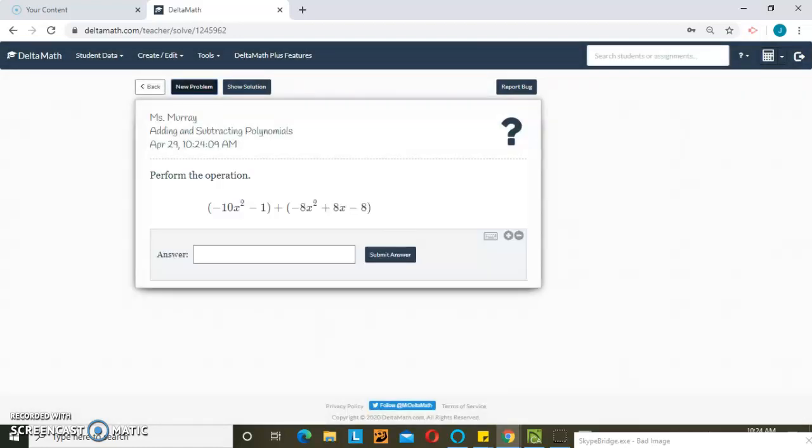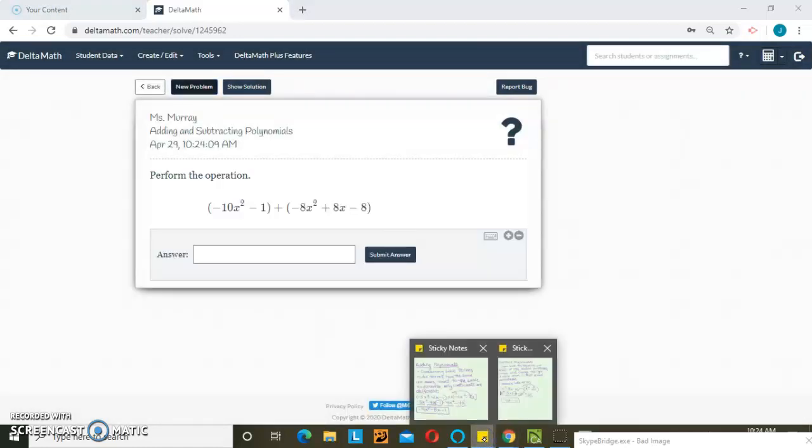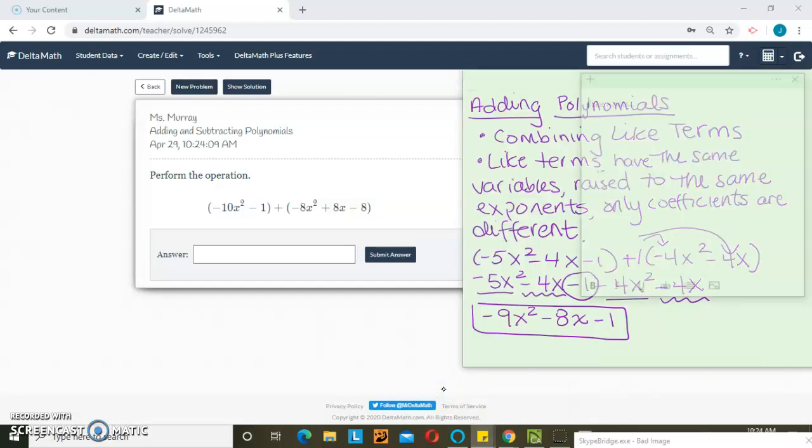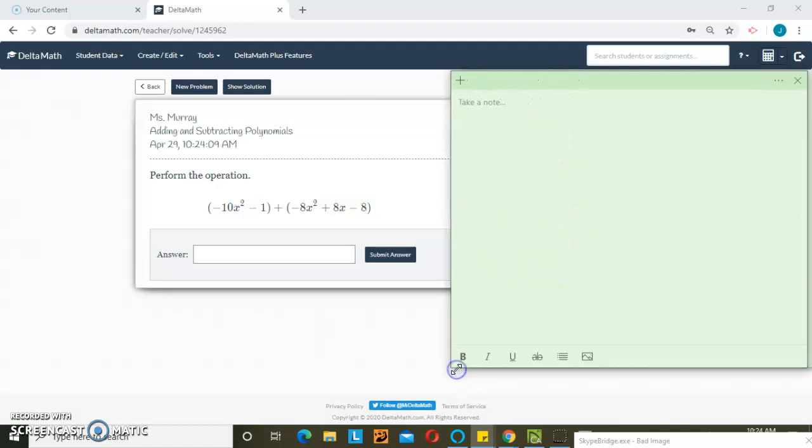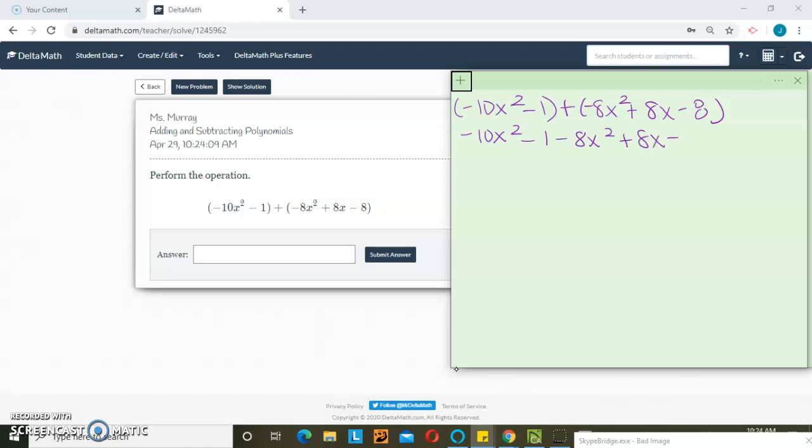Okay, let's try another one. So this one I'm adding. When I'm adding, just a reminder, I combine my like terms, so my parentheses really are just decoration because if I distribute a positive 1 through, it's not going to change anything. So I'm going to take those parentheses off because this plus sign isn't going to change anything in my second parenthesis. So I'm going to have negative 10x squared minus 1 minus 8x squared plus 8x minus 8.